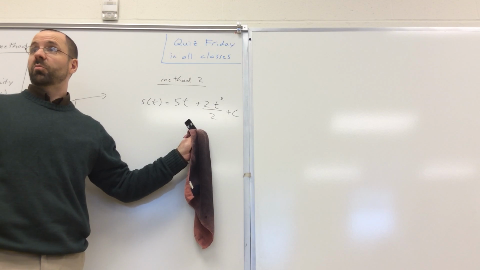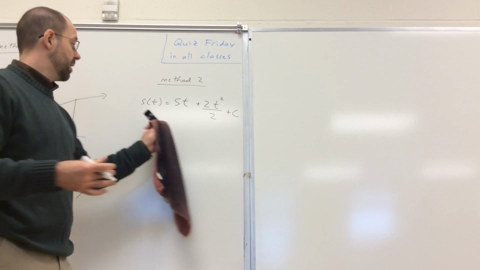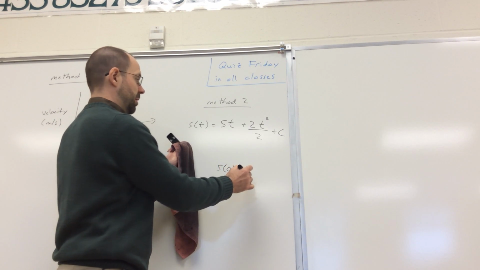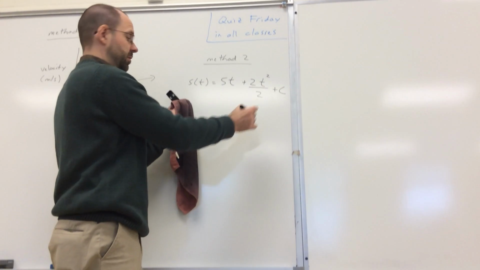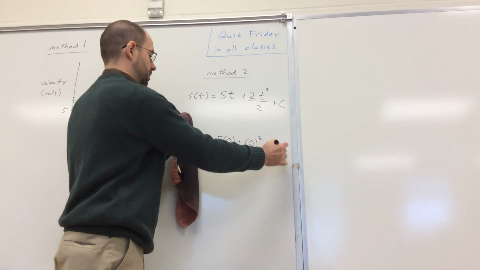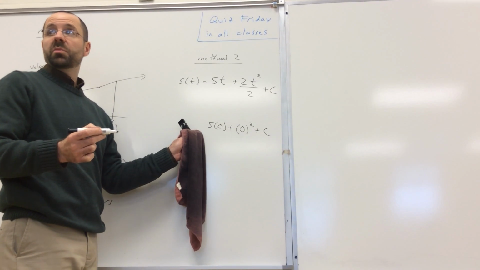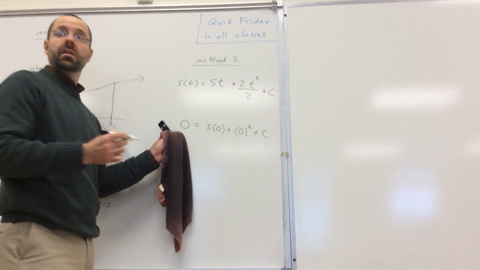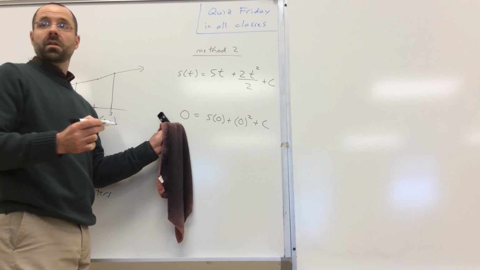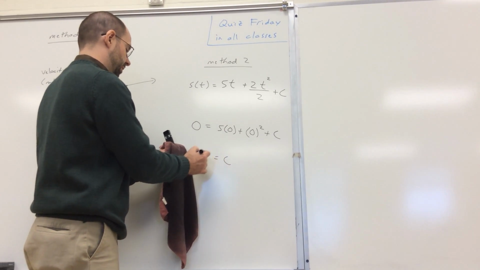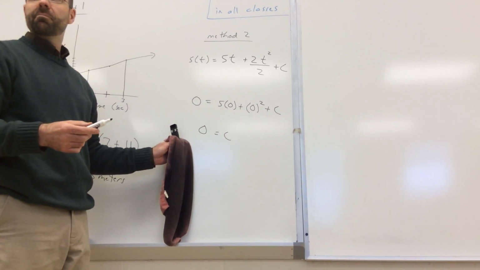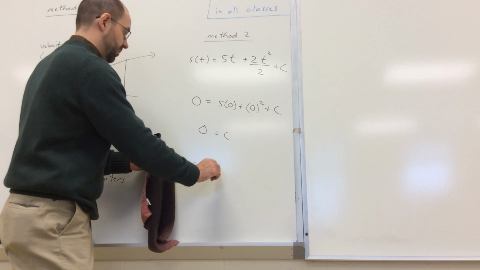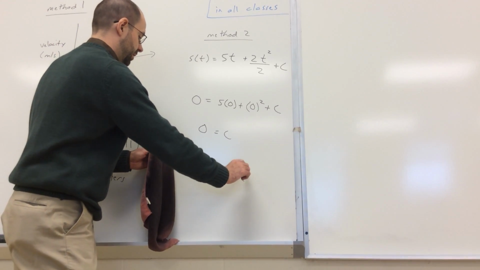And then the information in the problem says s of 0 equals 0. So that tells me that if I plug a 0 into here, I guess I'll go ahead and cross those out. So if I plug a 0 into my position function, from the information given, I know I'm supposed to get 0 out. So then that tells me that C is 0. So now I've got a good solid position function. S of t equals 5t plus t squared.